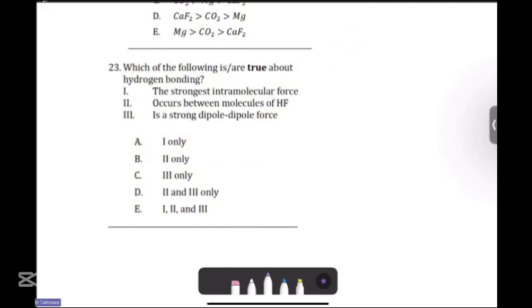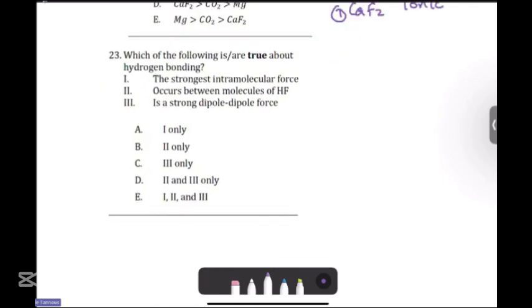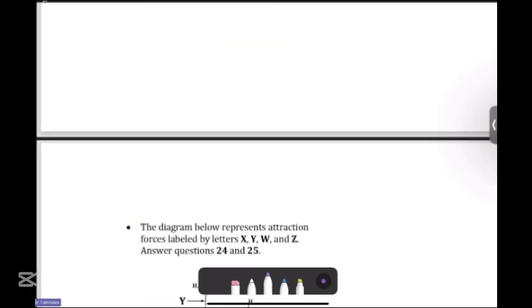So A. Which of the following is true about hydrogen bonding? I was about to circle this one. It's wrong. It's not an intramolecular force, it's the strongest intermolecular force. So that's wrong. It occurs between HF, yes, between molecules of HF. And it's a very strong dipole-dipole force. Correct. It's a category of dipole-dipole that is very strong.